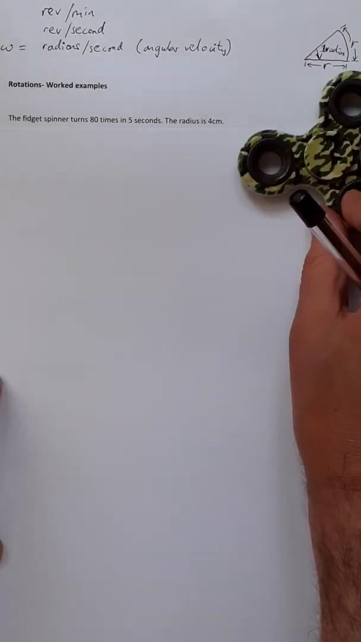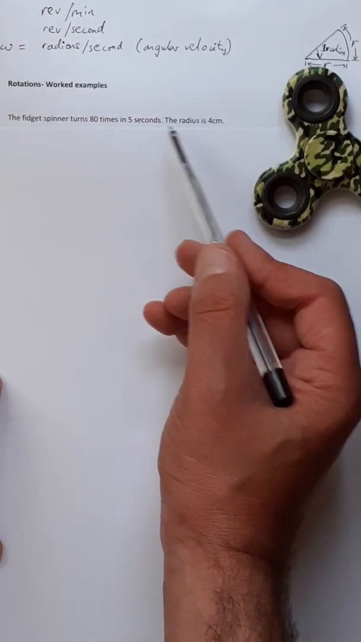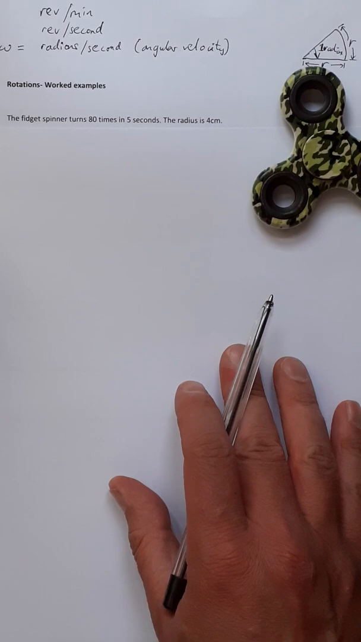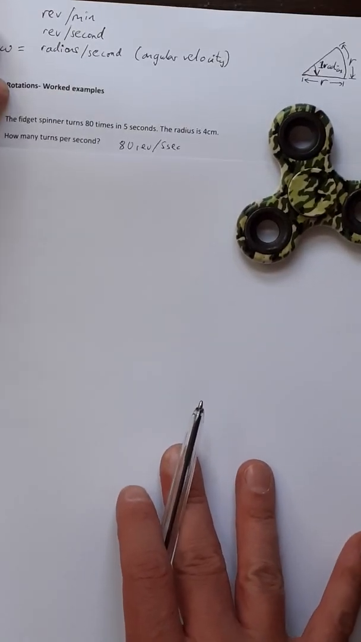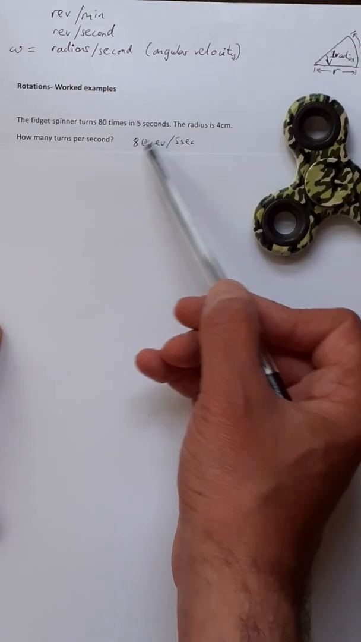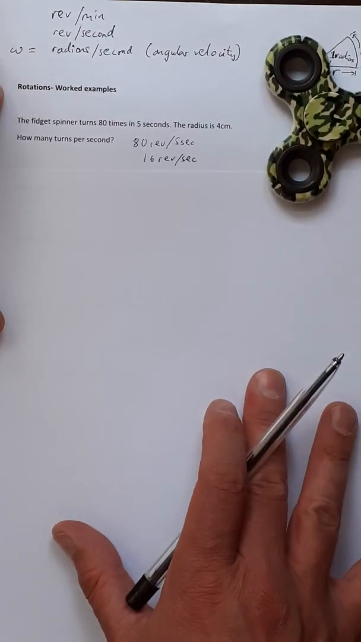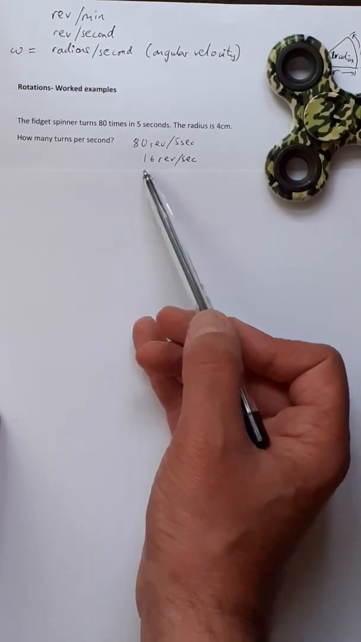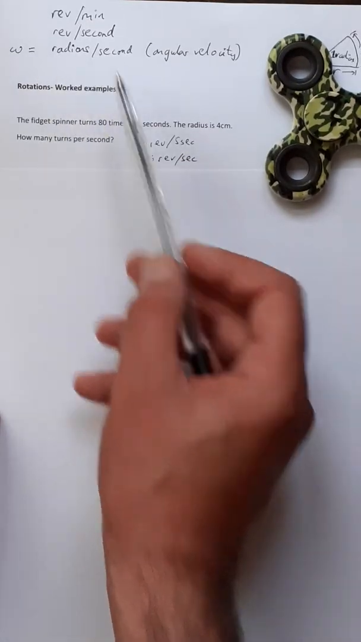So let's have a look at this fidget spinner. The fidget spinner turns 80 times in 5 seconds and the radius is 4 centimeters from middle to edge. So the first question is, how many turns per second? Well, if it's 80 revolutions in 5 seconds, I can simply divide both sides of this by 5 and work out that that's 16 revolutions in 1 second. So I've answered the question, how many turns in 1 second? 16 revolutions per second. Nothing really needed here about radians.